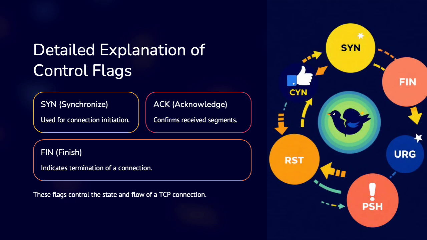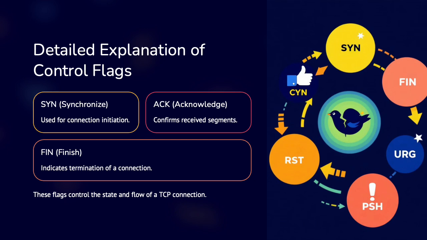The ACK flag, or the acknowledge flag, is set to 1 to acknowledge the receipt of a segment. It's crucial for reliable communication. And finally, the FIN flag, or the finished flag, is used to gracefully terminate a connection. It signals that the sender has no more data to send. These flags are essential for managing the state and flow of a TCP connection. They dictate how connections are established, maintained, and closed. So these flags control the state and flow of a TCP connection.